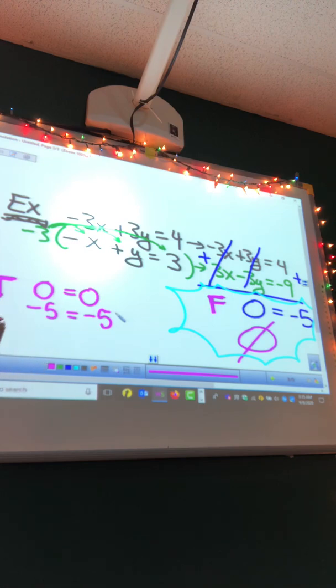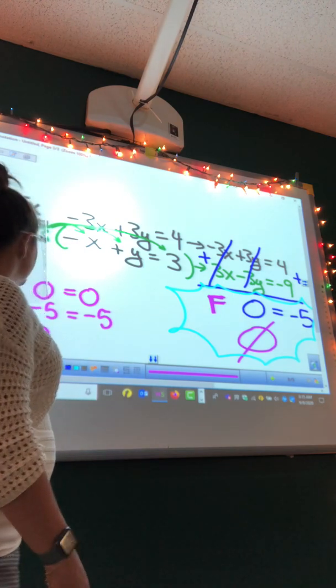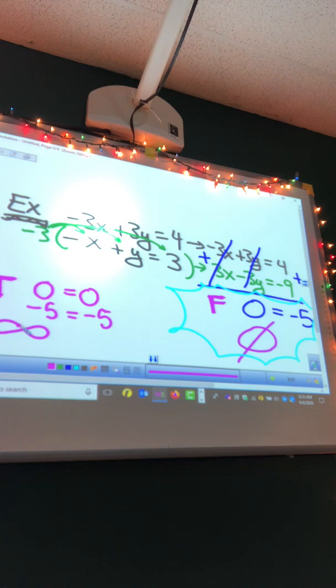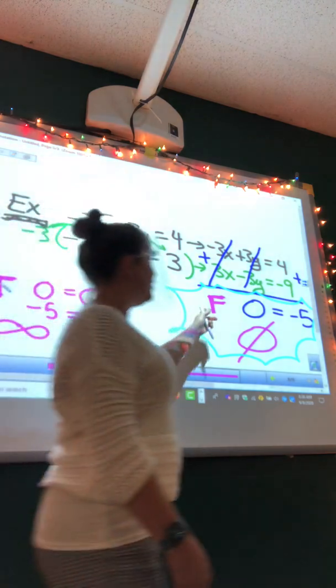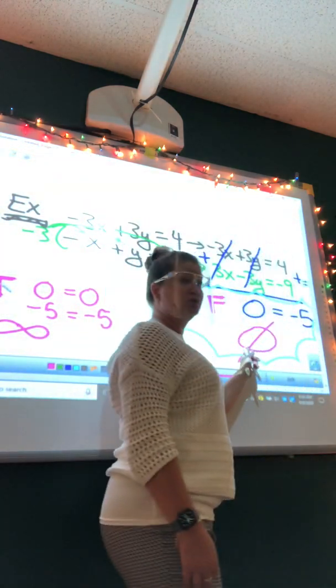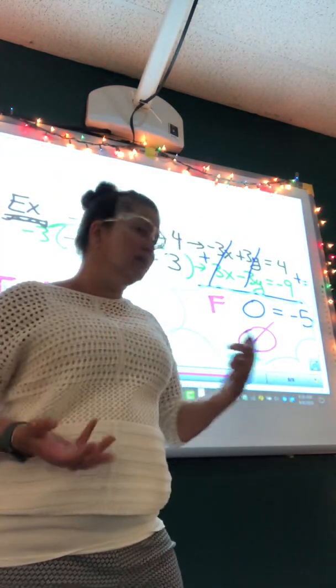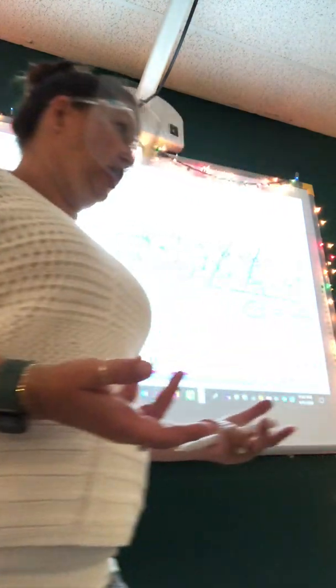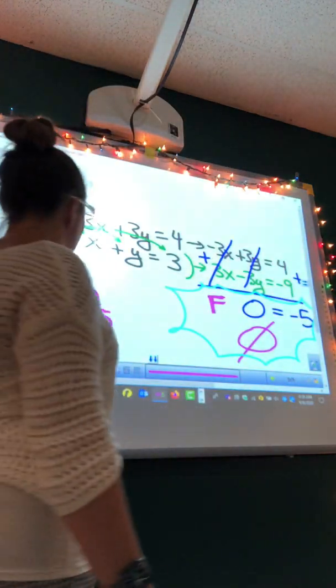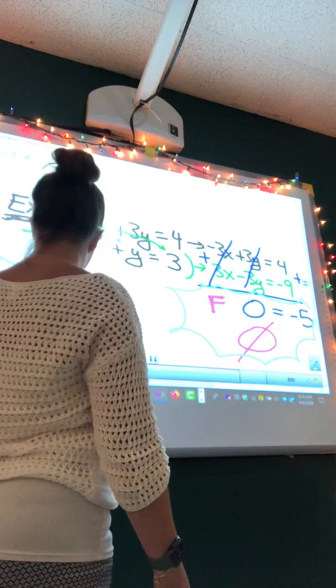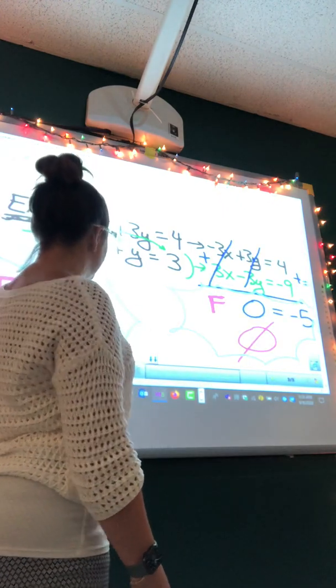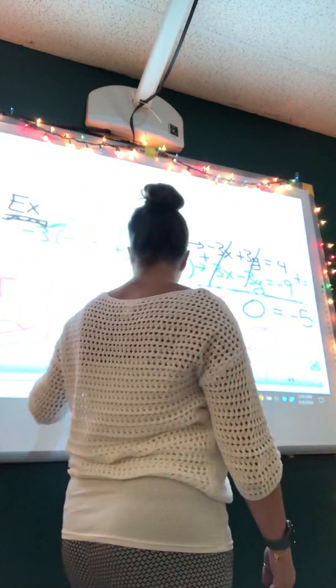So that would be the other case we have, which is infinitely many. Okay? So if it goes where it's 0 equals 0 or a -5 equals -5, it's a true statement, then it's infinitely many. If it's a false statement, then it's a no solution. And that happens sometimes, not very often. Okay? So these are our special cases. But this right here is our answer.